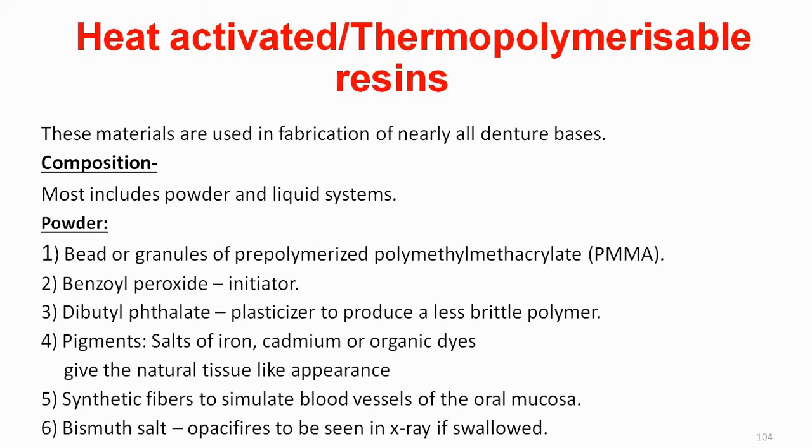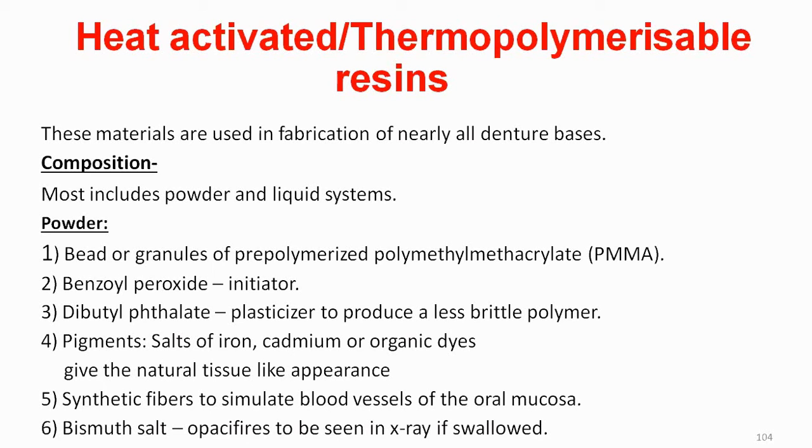Now let's go to heat activated or thermopolymerizable resins, that is type 1. We'll be discussing this type 1 denture base resin. These materials are used in fabrication of nearly all denture bases. Your temporary denture bases are made of chemically cured resin, but the definitive, you cannot say permanent, you can call it definitive, are usually made of heat activated resins or thermopolymerizable resins.